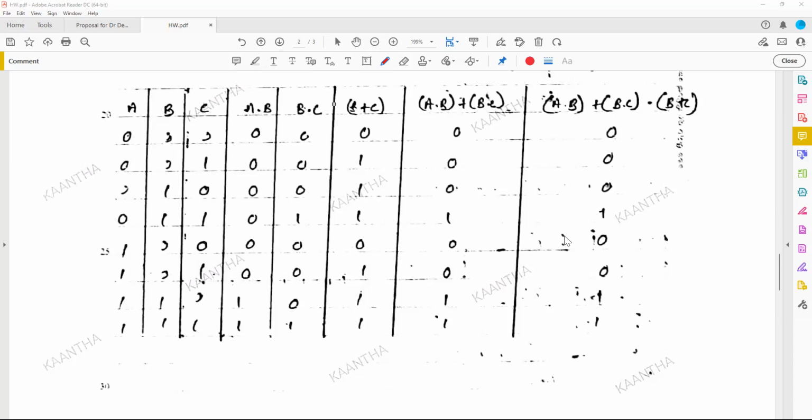Similarly, we can have the binary representations: 0 dot 0 is 0, 0 dot 1 is 0, 1 dot 0 is 0, and 1 dot 1 is 1. Right. Then the third one, we discussed the NOT gate.